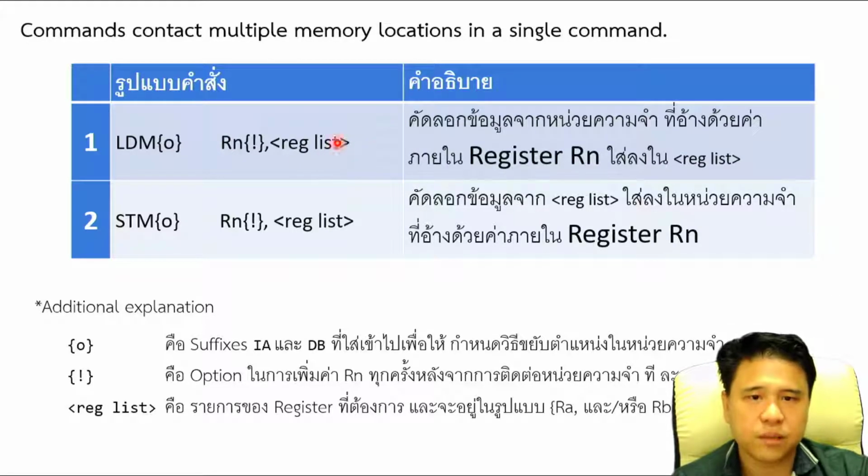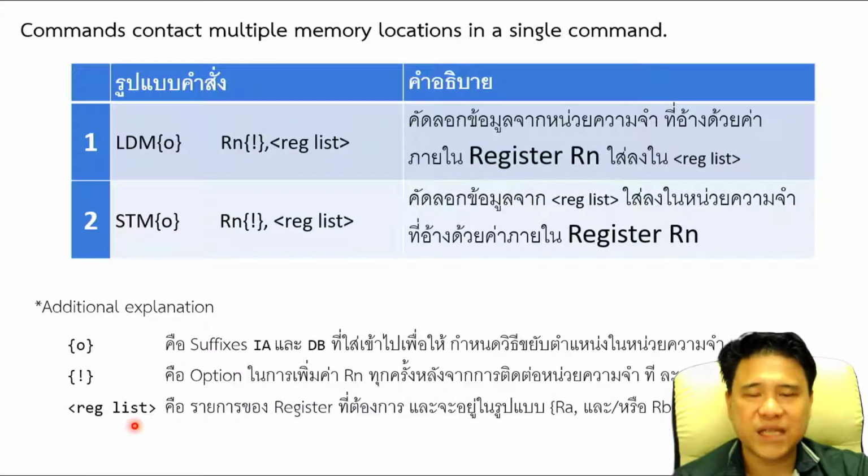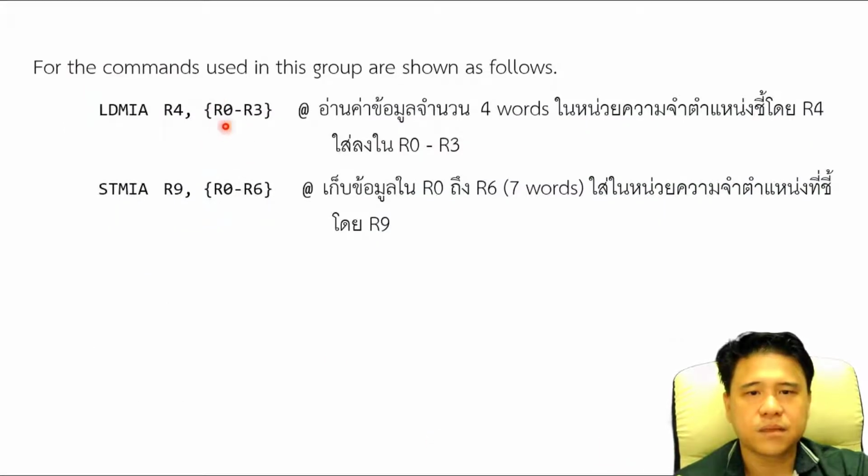But if you make this sign appear after Rn, it means that they will update Rn every time you put some value inside your memory. Okay, and the register list is the list of registers that you would like to put into your memories. It will come with Ra or Ra to Rc like this. For this one, LDMIA, they say R4 and R1 to R3.